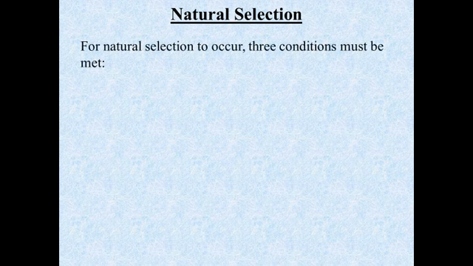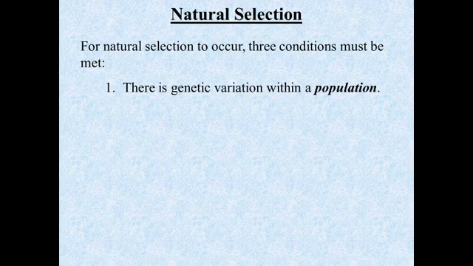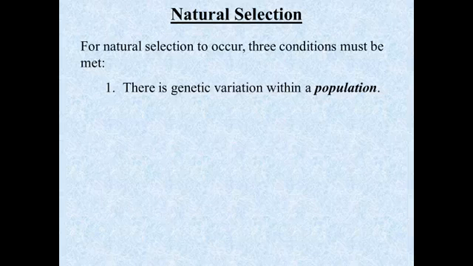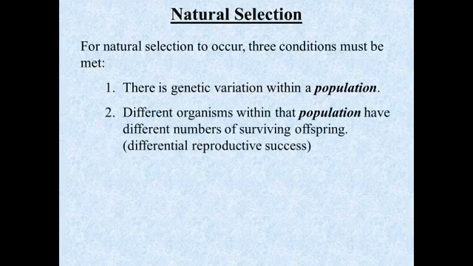So for natural selection to take place, there are really three conditions that have to be met. The first is that we have genetic variation. We have a population that has genetic variation. If we have a population of all clones, then of course natural selection can't take place. So if you have a population that has genetic variation, you've met the first criterion.